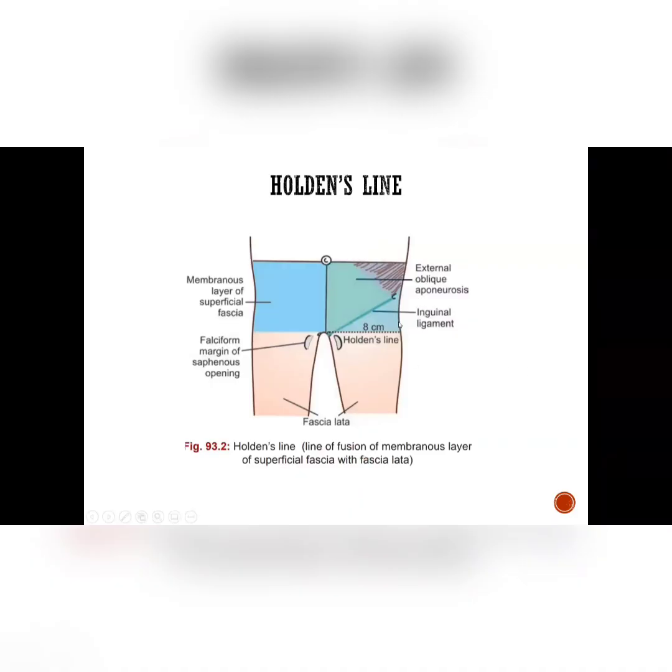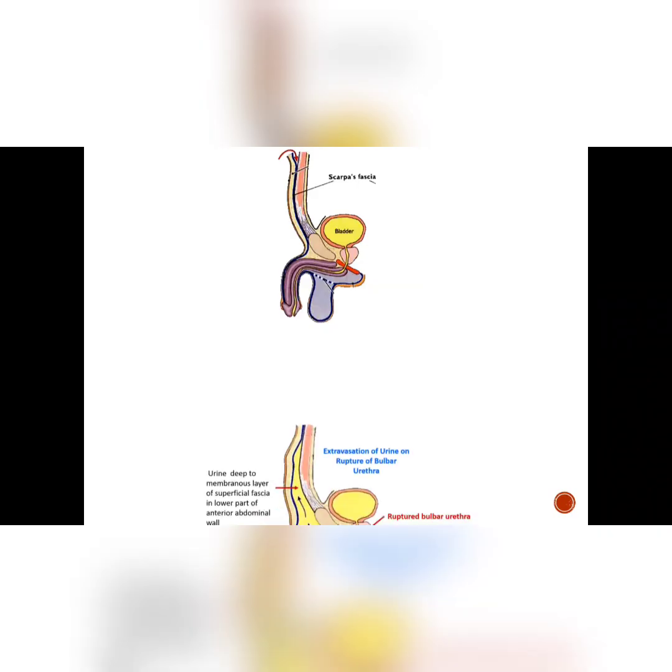Because of the presence of Halden's line, this urine which has leaked into the superficial perineal pouch and anterior abdominal wall will not extend into the thigh, because at Halden's line, fascia lata and Scarpa's fascia are fused. So there will be a circumscribed swelling in the infraumbilical region of the anterior abdominal wall and the superficial perineal pouch alone. Once you learn this anatomy, you can correlate the clinical aspects.